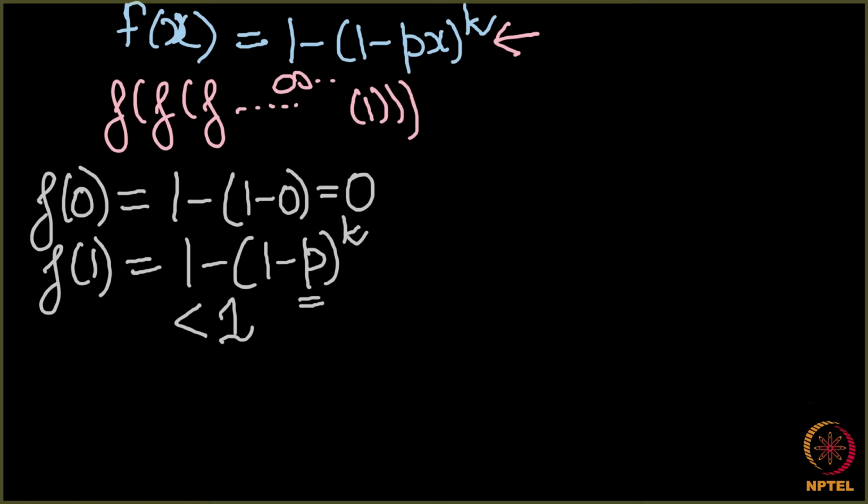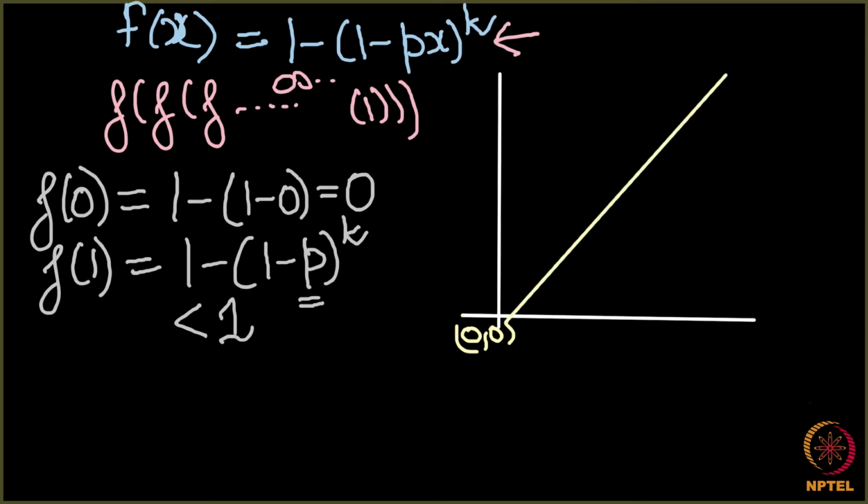Let's try to see how this plot will look. So I draw a plot here. Let's say the y-axis and x-axis, and here it is 0, 0. And first of all I also draw a line here. What is this line? You all know. This line is y equals x, and this point is 1, 1, right?